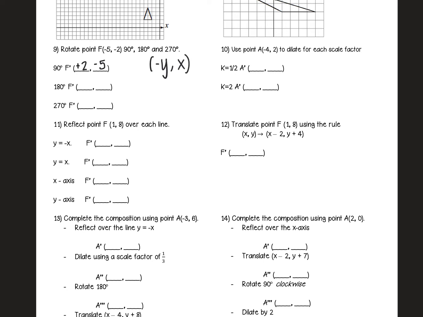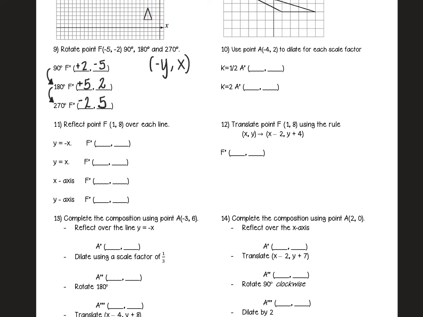If I want to do 180, I'm just going to do another 90-degree rotation to get there. So again, I'm going to switch their spots, (-5, +2), and I'm going to change this first sign. So now it's (+5, +2). If I want to do 270, I'm going to take the 180 and do one more 90-degree rotation. So again, switch their spots. So now it's (2, 5). Change the first sign. So it's (-2, 5).